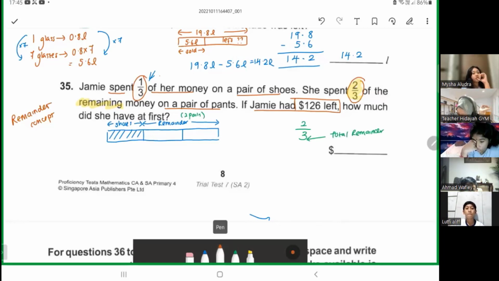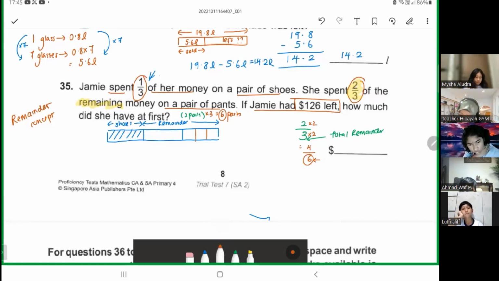So I'm going to change them. Here I times 2, here I times 3. So I will have this as 4/6. Over here I have 6 parts. This is 6 parts also, right? Same, here and here now the same. So I cut the remainder first, 3 parts, 3, 3. If I cut the remainder, the shoes must also be cut. Now, out of the remainder, how many did she spend on a pair of pants? 4 parts. 1, 2, 3, 4. This is spent on pants.